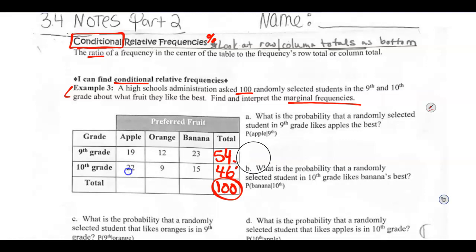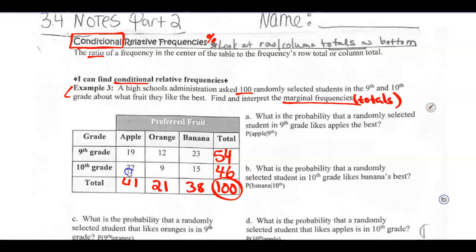So now again, we're going to just find the marginal frequencies again. So for here, we'll just add these two. The 19 and the 22 gives me 41. 12 and 9 gives me 21. Be sure to use your calculators. 23 and 15 is 38. So again, just to double check yourself, you might want to add all these numbers, 41, 21, and 38, and make sure that it equals 100. That way you know you got your marginal frequencies or your totals correct.